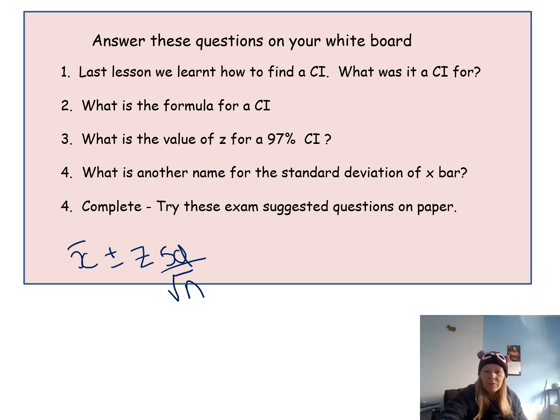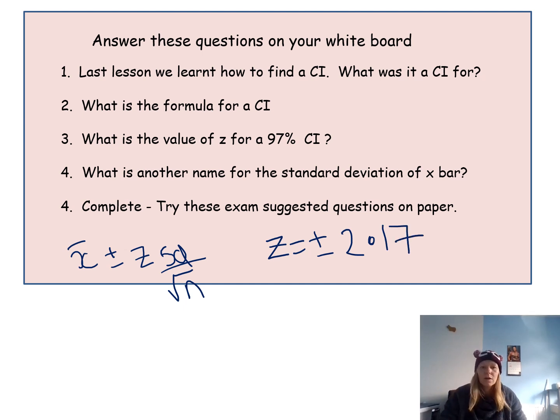Let's see if you've got them right. So this is question 3. Let's write it down. Z will equal plus or minus, on your machine showing, 2.17 and a few other numbers.